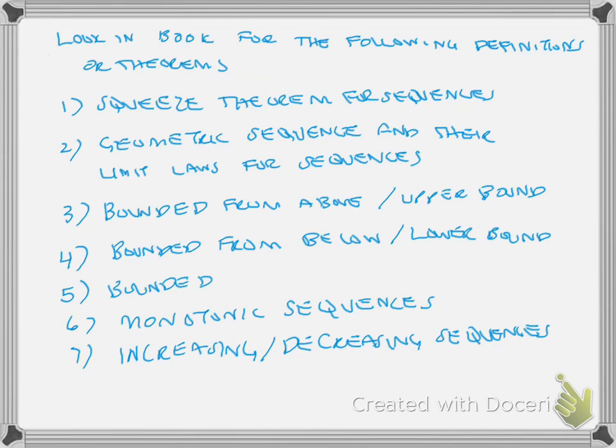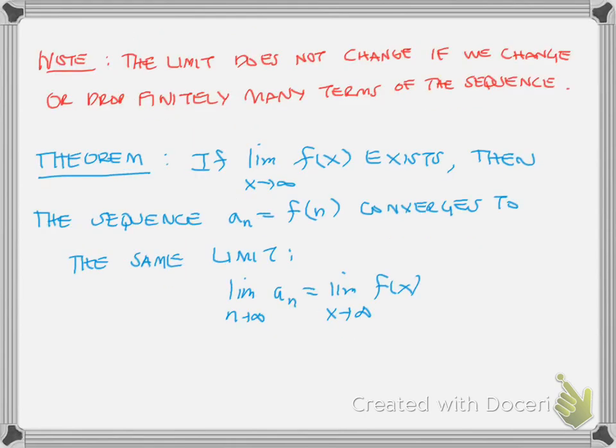So I think I want to give you one more thing before I end this video. A couple more things, but first I want to make this note. The limit does not change if we change or drop finitely many terms of the sequence. In other words, if n starts from 1 to infinity and that limit exists or does not exist, then it doesn't matter if I start the limit from n equals 500 to infinity. It's still going to either converge or diverge depending upon what happened from the start. So dropping off finitely many terms doesn't affect the limit of our sequence.